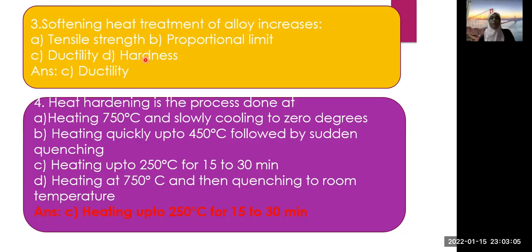Okay. Next, the fourth question: heat hardening is a process done at. So what is heat hardening? Heat hardening is not annealing. You do it mainly by heating at 250 degrees Celsius for 15 to 30 minutes. This heat hardening is a kind of tempering, and the answer for this is option C, which is 250 degrees Celsius for 15 to 30 minutes.